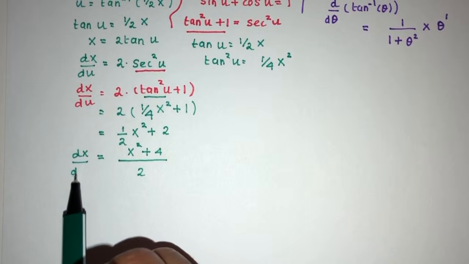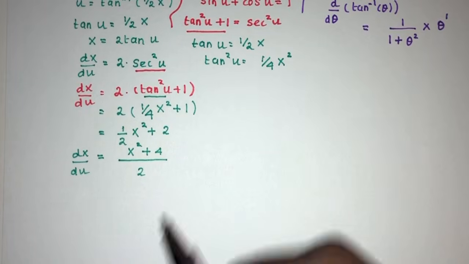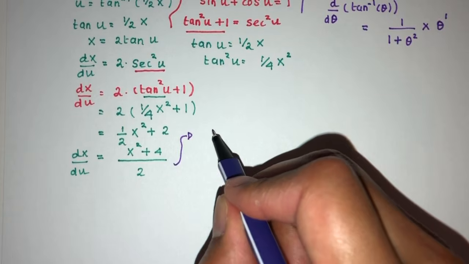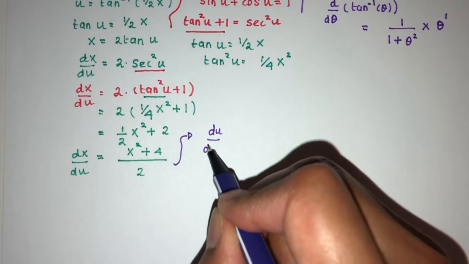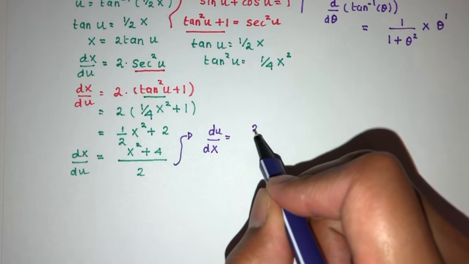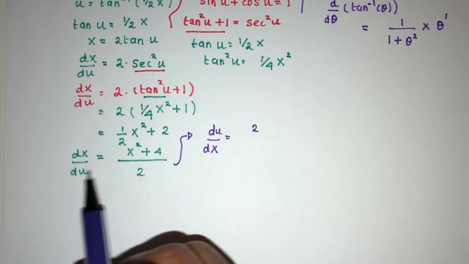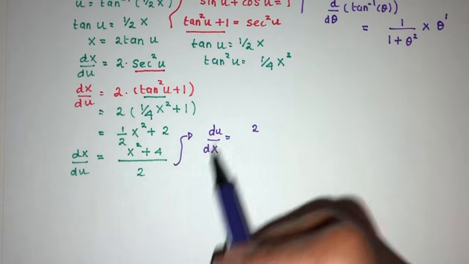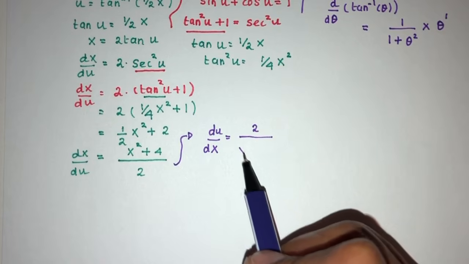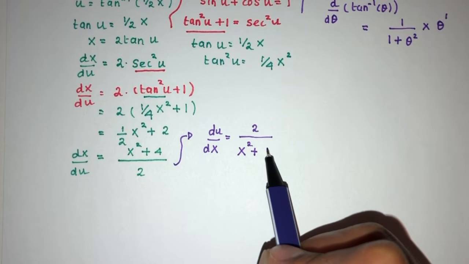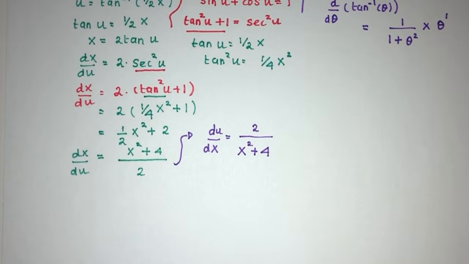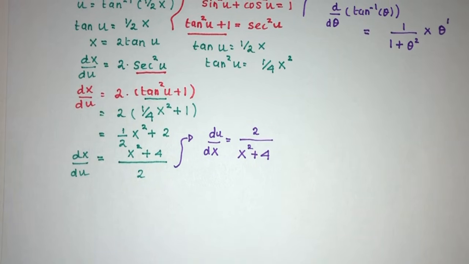That will be dx by du. Now from this we can derive du by dx. Because dx by du is this, if you flip this over, du by dx will become 2 over x squared plus 4. And that's what we are trying to find, right? du by dx in the first place. Now again, if you go back to using your formula, we can also find this.